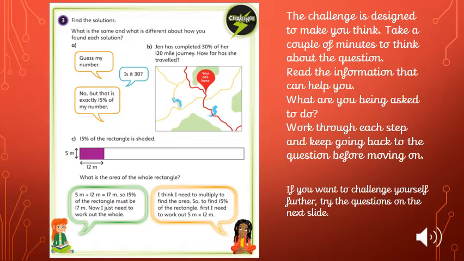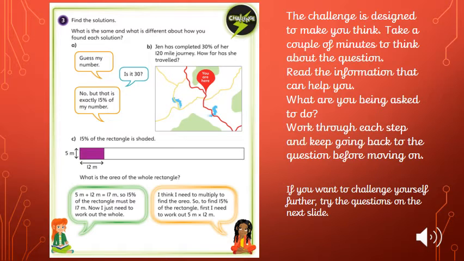So it's asking you to find the solution. It wants to know what is the same and what is different about how you found each solution. A says, guess my number, and it says, is it 30? And it says, no, but that is exactly 15% of my number. So you could work that one out first, and then work out B, which says, Jen has completed 30% of her 120-mile journey. How far has she travelled?